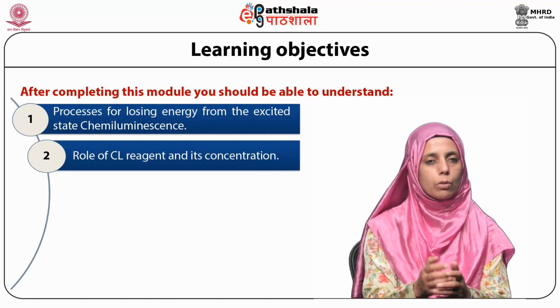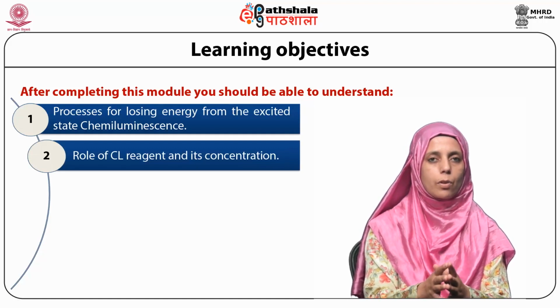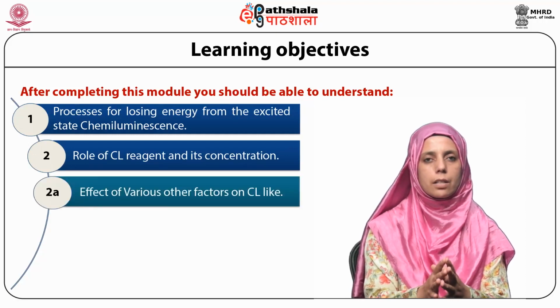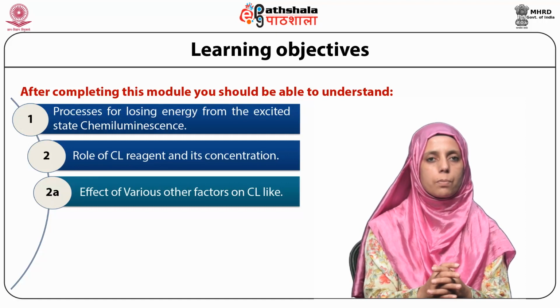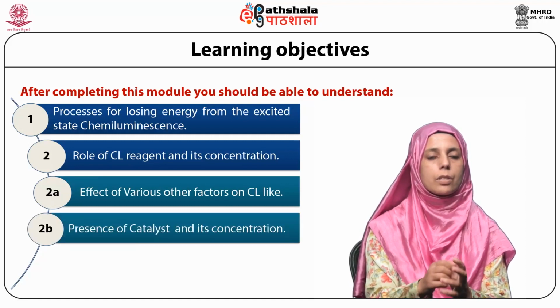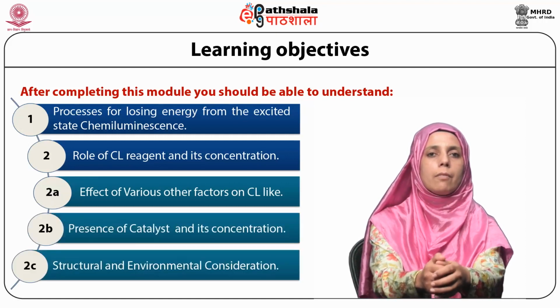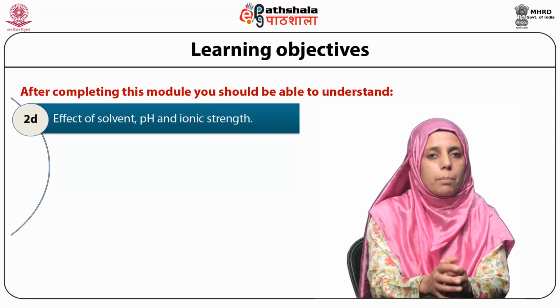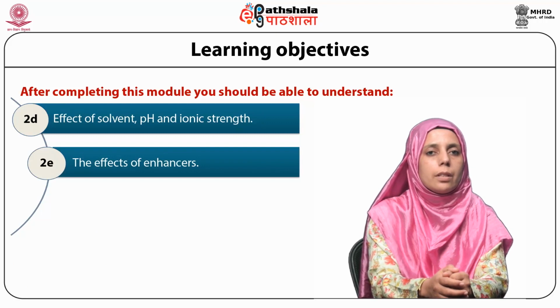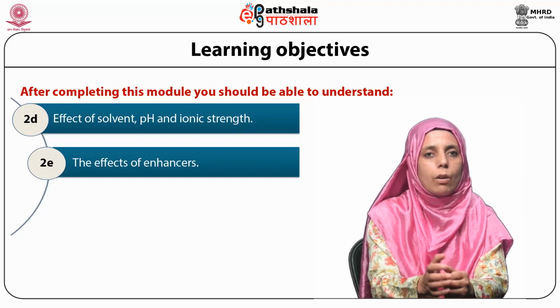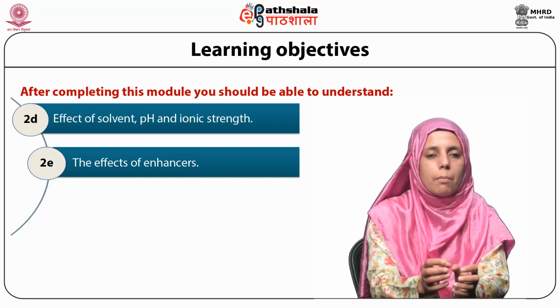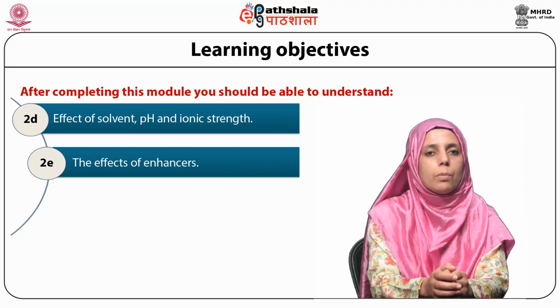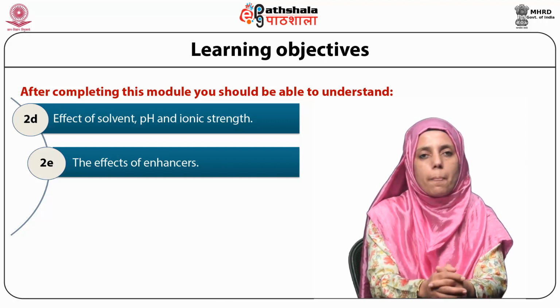In addition to the chemical reagents that are responsible for these reactions and their concentration, various other factors affect the chemiluminescence process, like catalyst, their concentration, structural and environmental considerations, effect of solvent, pH and ionic strength of the solvent, and other enhancers on the chemiluminescent systems. We'll also discuss briefly the chemiluminescence-based analysis.